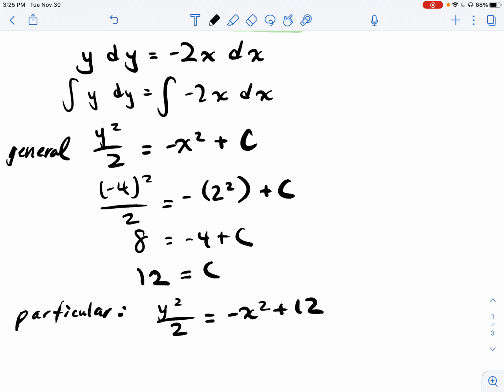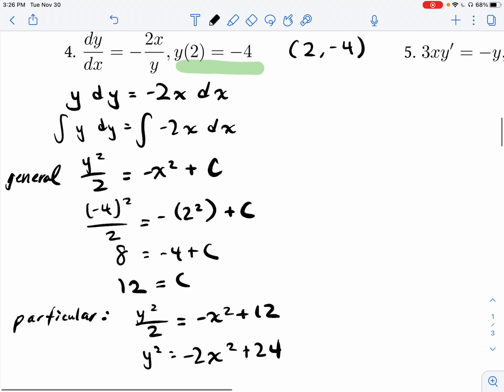So now we have our particular solution, and we're going to finish this off by writing it explicitly as a function. So y squared is equal to negative 2x squared plus 24. And then we can say y is equal to plus or minus the square root of negative 2x squared plus 24. Now, when we look at this, we've actually got two equations here, but we know we can only have one.